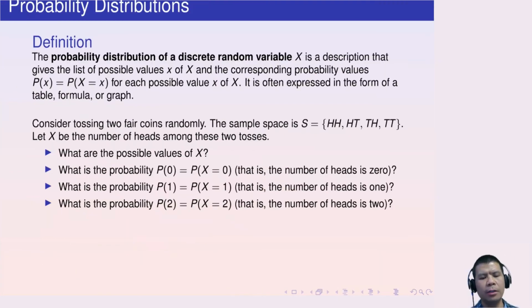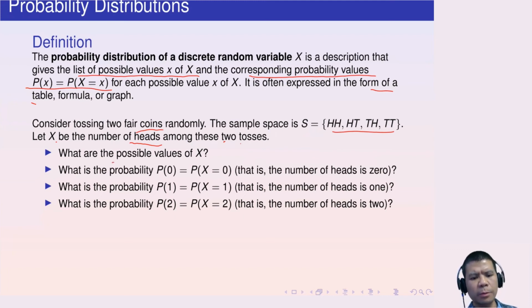All right. Now, for discrete random variables, we have a probability distribution. It is a description that gives a list of possible values of X and the corresponding probability values for each possible value of x. It is often expressed in the form of a table, formula, or graph. Now, let's consider this example. Tossing two fair coins randomly, the sample space is this. Let x be the number of heads among these two tosses.